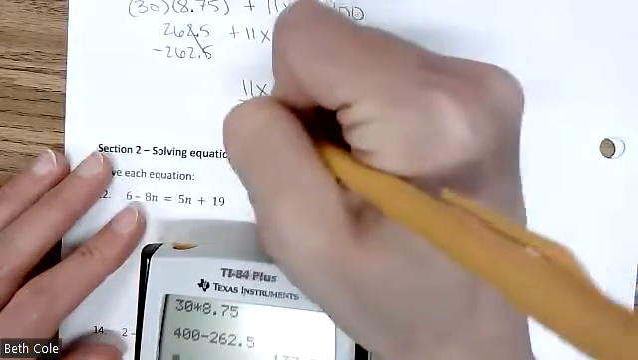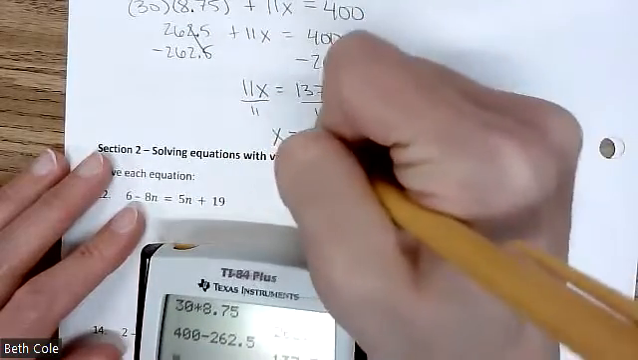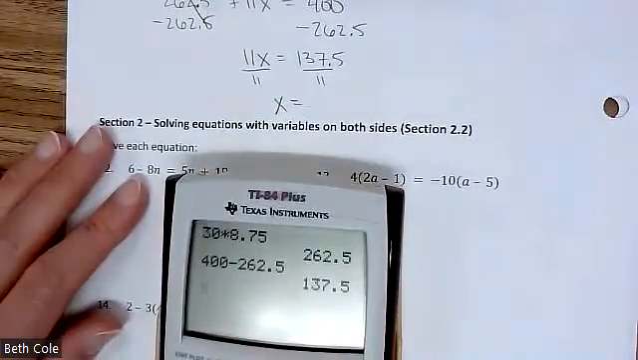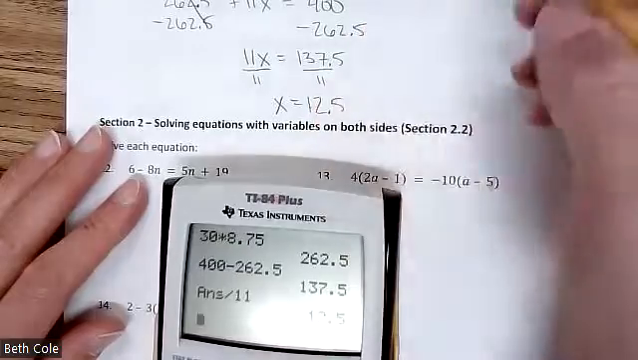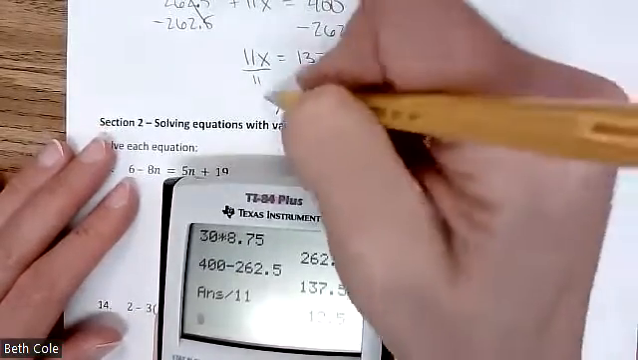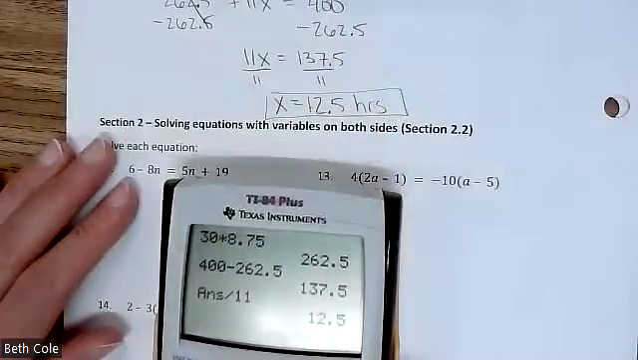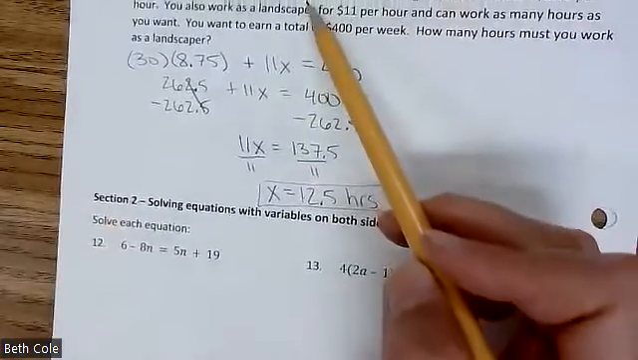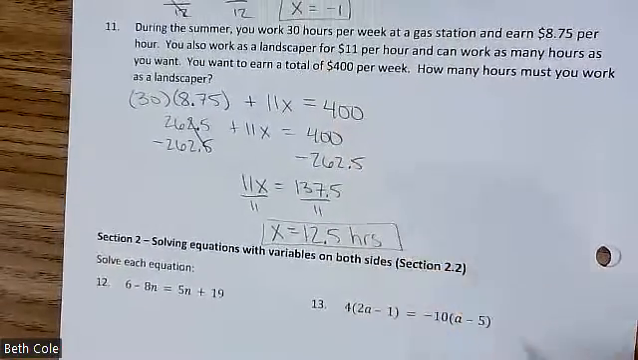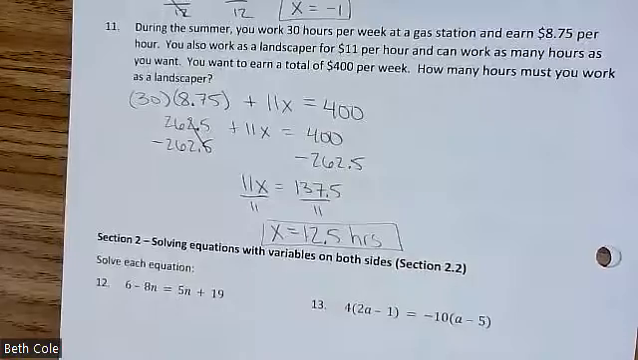And then your last step, divide by 11. So in here, I'm going to divide that by 11. 12.5. Now it's 12.5 what? Hours. That's how many hours you would need to work as the landscaper. So you'd be working 30 hours per week at the gas station and then 12 and a half hours as a landscaper. That's like more than full time.